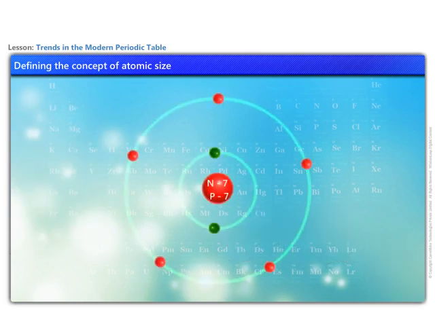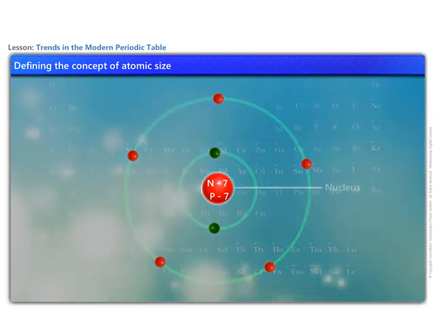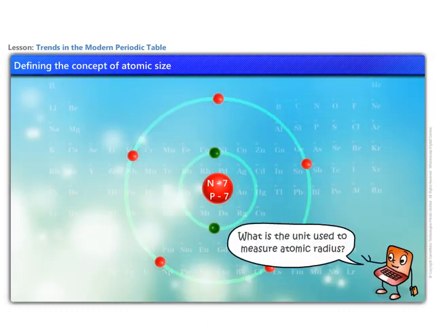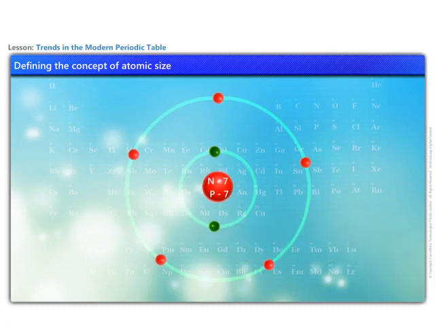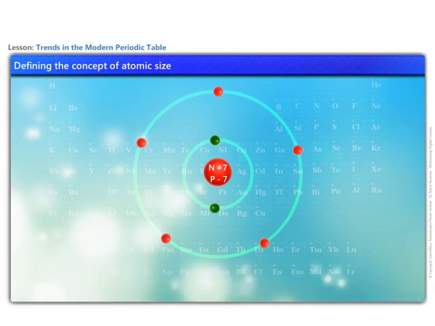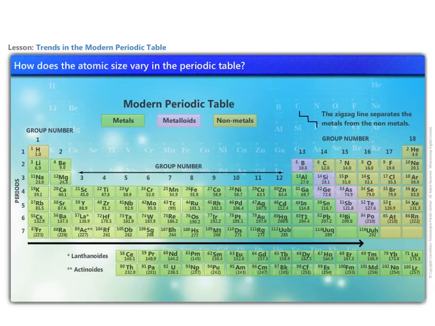The atomic size refers to the atomic radius, which is defined as the distance between the center of the nucleus to the outermost occupied shell of electrons in an isolated atom. What is the unit used to measure atomic radius? Atomic radius is most conveniently expressed in picometers, where 1 pm is equal to 10 to the power of minus 12 meters. How does the atomic size vary in the periodic table?